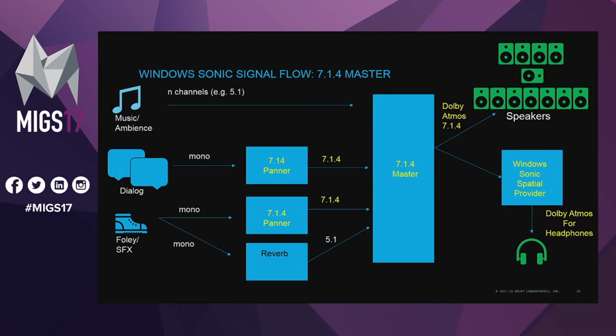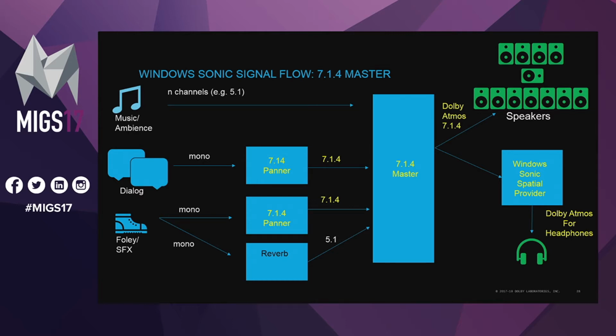So, this is addressable by global settings in your middleware. You can just tell your middleware globally you have a 7.1.4 panner. And now that you're making everything to a 7.1.4 master, Sonic will take care of mixing that out to HDMI or to headphones or whatever endpoint you've got. And again, naive linear downmix, it's now coming out in VSS to your headphones for free.